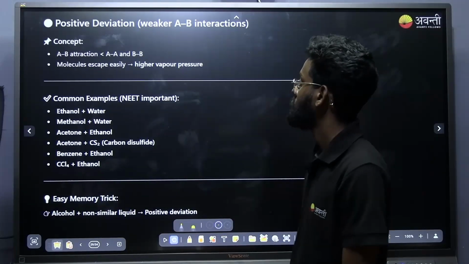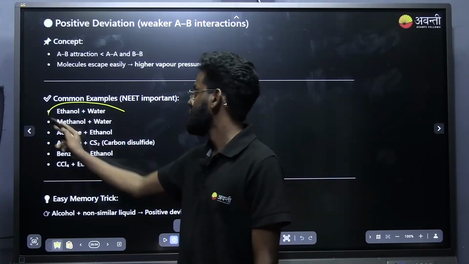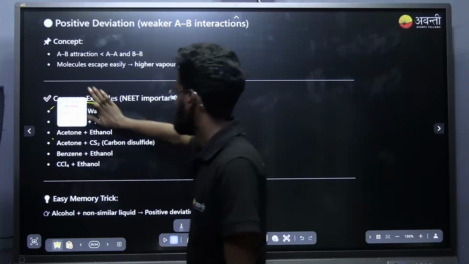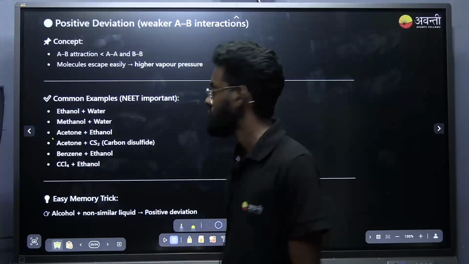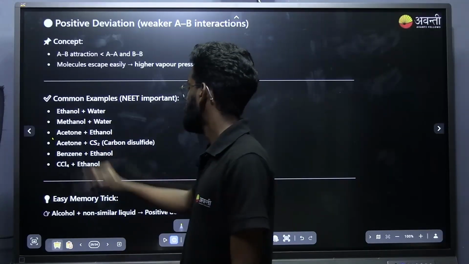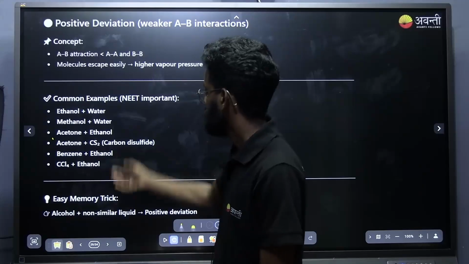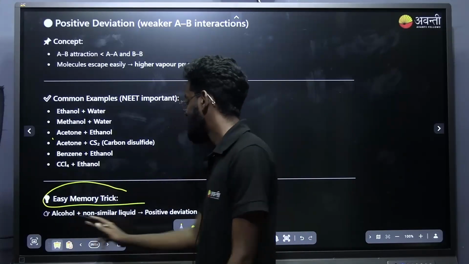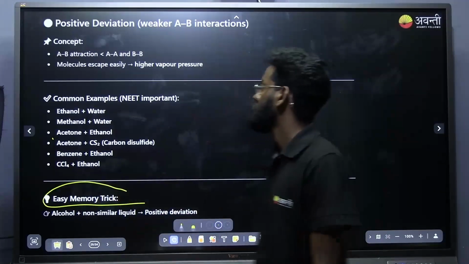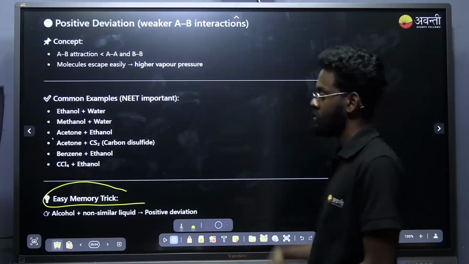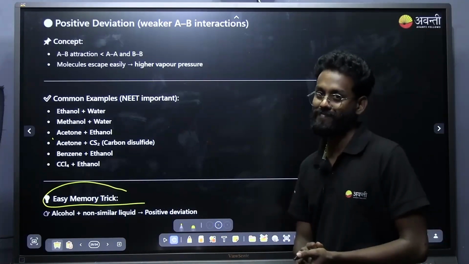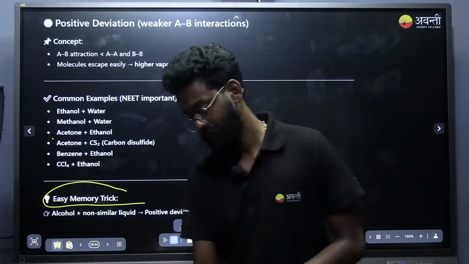Now for positive deviation, the common examples you can note are ethanol plus water, methanol plus water, acetone plus ethanol. See, everywhere you can see alcohol. Positive deviation is full of alcohols: ethanol, methanol, ethanol, acetone, again ethanol. This is a memory trick we can use: alcohol plus a non-similar liquid will be majorly showing positive deviation. So these are the tricks you can use to get +4 marks. I want everyone to get it.